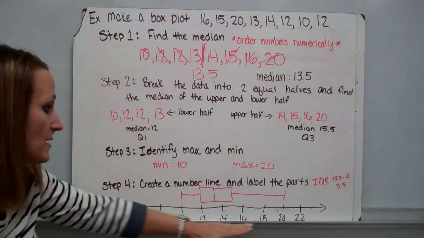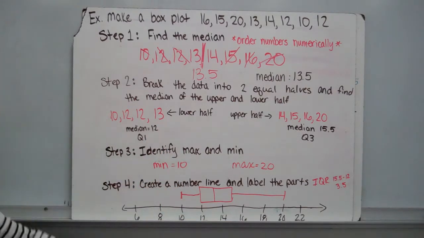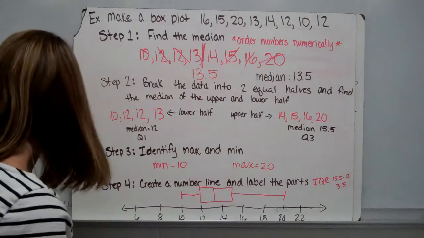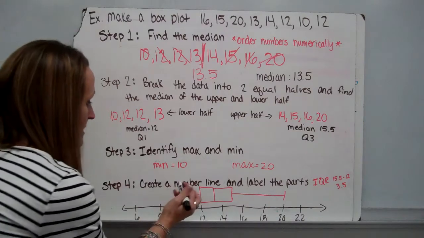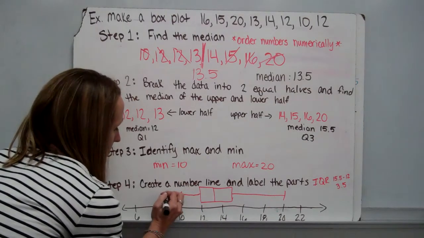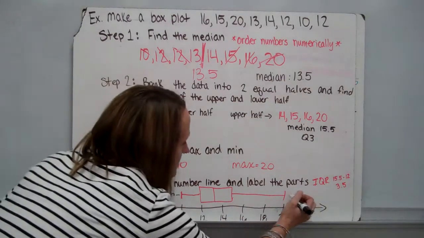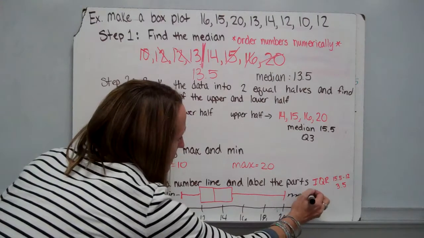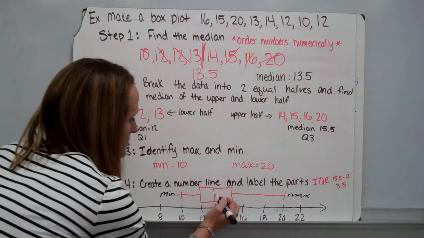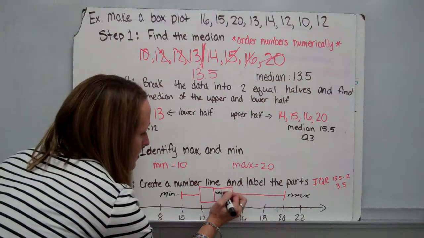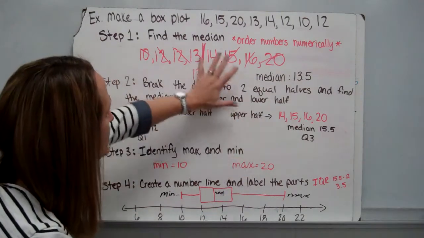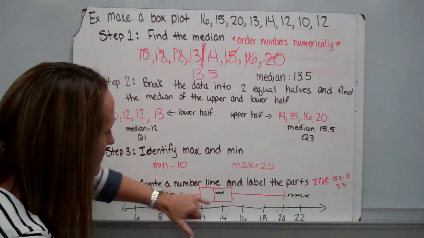So now I'm going to create a number line, which you know how to do, and I'm going to draw it on here. So I put my min right here. Put my max over here. Okay, I drew a line in the middle for my median. And remember, that goes at, my original median was at 13.5.